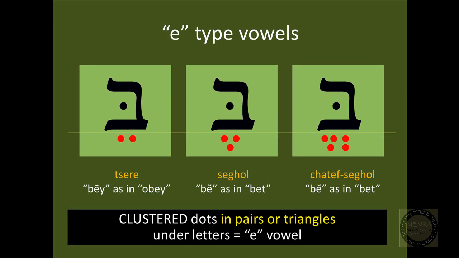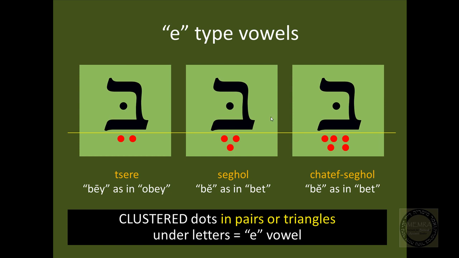This is a short video on recognizing Hebrew vowels and knowing their pronunciation. Now, we have E-type vowels, and you'll notice how I've drawn this.